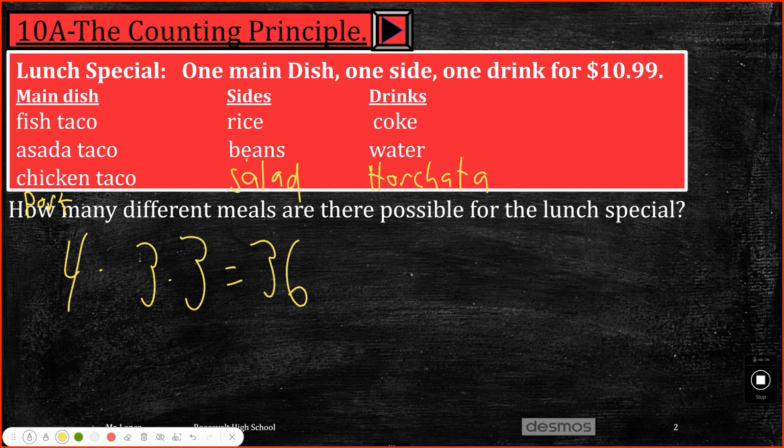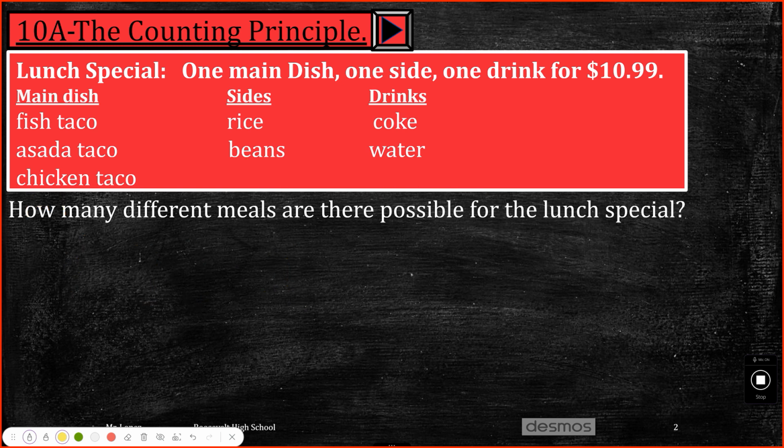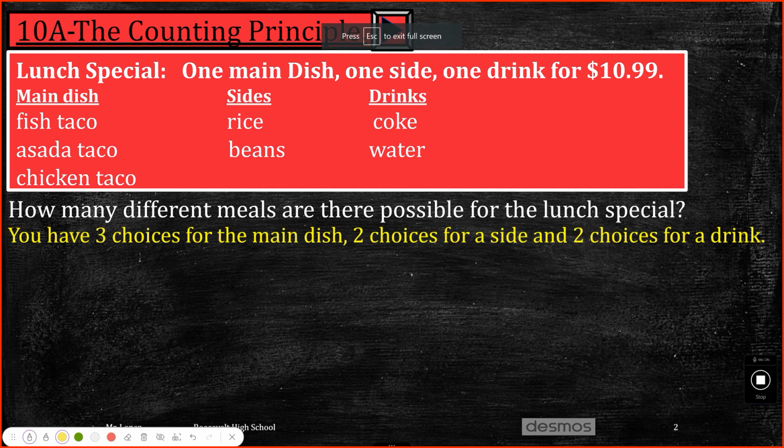You get the idea, no? That's the idea. That's it. The idea is how many different meals are there possible for the lunch special? In this one, you have 3 choices for the main dish, 2 for the side, 2 for the drink. Then you can just set it up like this, where the main idea here is you're multiplying.